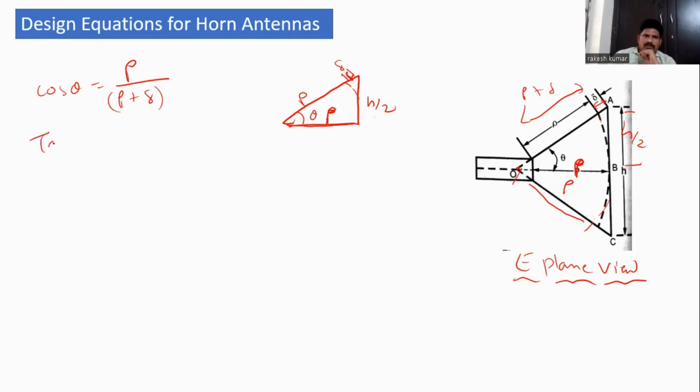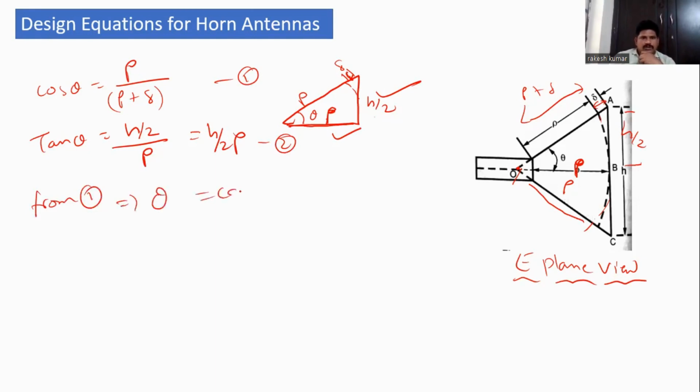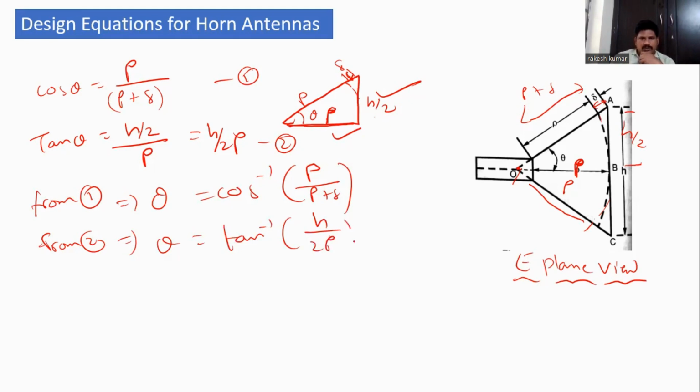Similarly, what is the formula of tan theta? Tan theta is opposite side by adjacent side. The opposite side is h by 2. The adjacent side is rho, which gives h by 2 rho. Let us consider this is equation 1, and this is equation 2. From 1, theta is equal to cos inverse of rho by rho plus delta. Similarly, from 2, theta is equal to tan inverse of h by 2 rho. So these are the angles.